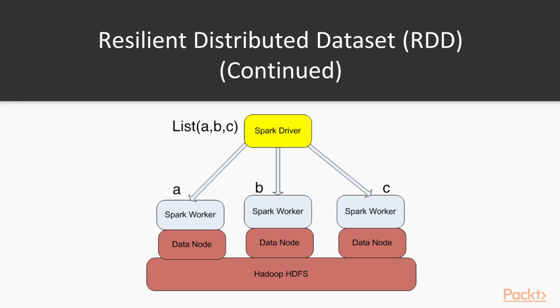So let's say that we have a list of A, B, C elements and we want to process those on 3 nodes. And the Spark driver using a partitioner will execute that in parallel. So the A element will be executed by the first Spark worker, the B element by the second Spark worker, and the C element by the third Spark worker.